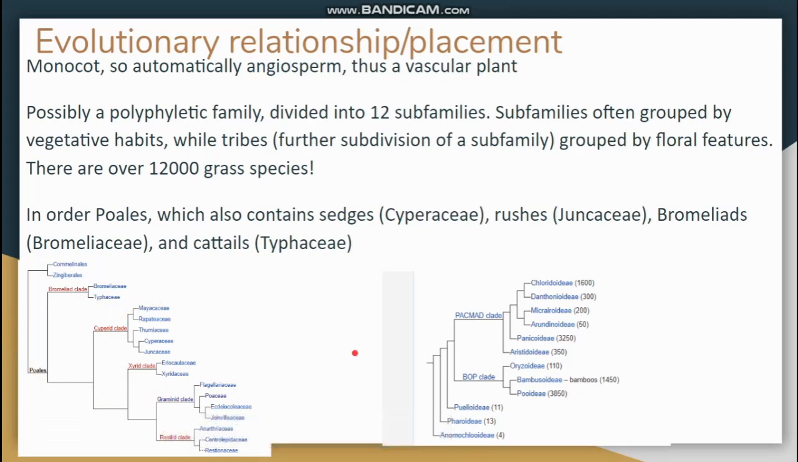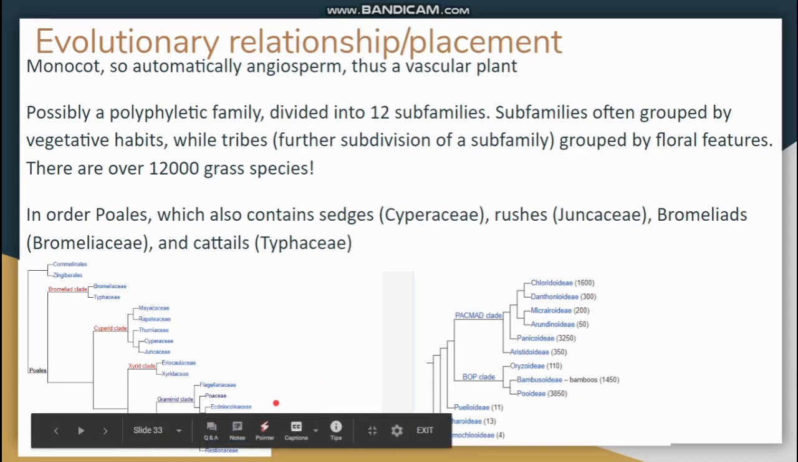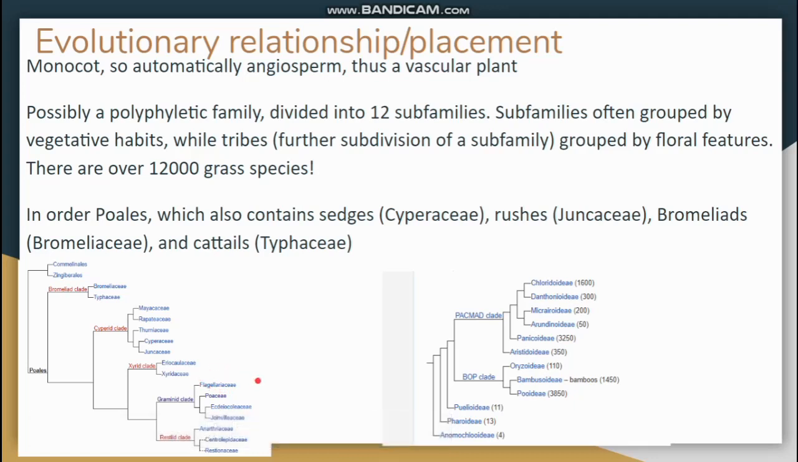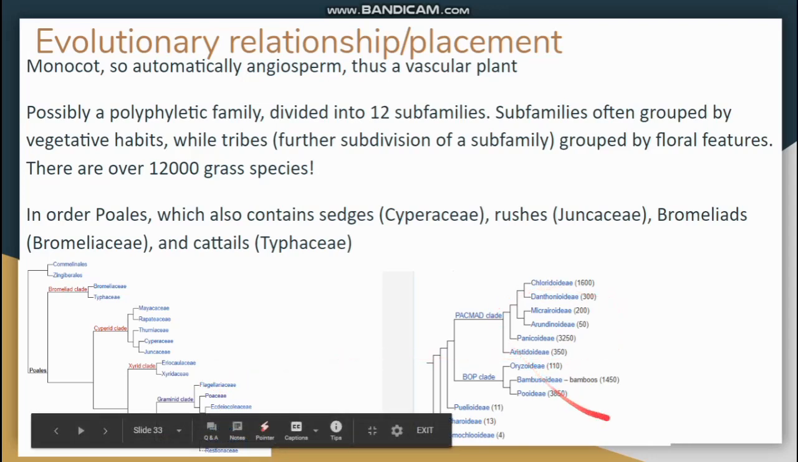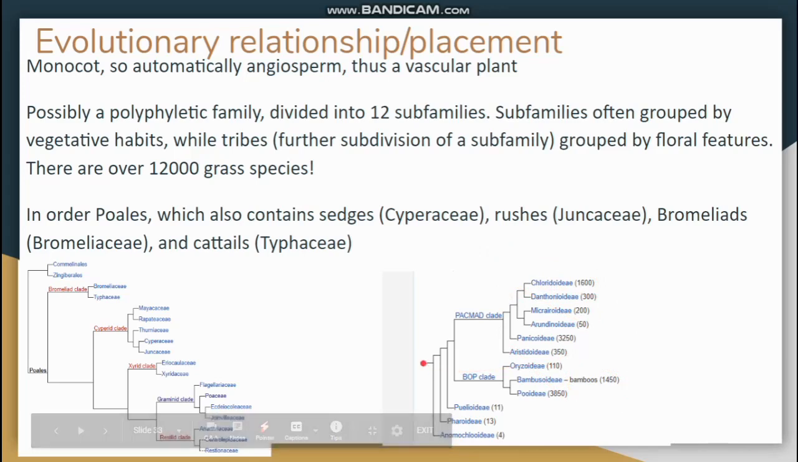So the closest relative of the Poaceae is the Flagellariaceae, which is just a small family of kind of insignificant plants we're not going to talk about. And then this is a phylogeny of the actual grass family for people who are interested. There are a lot of bamboos out there, but again, bamboo is one of the more primitive parts of the grass family.